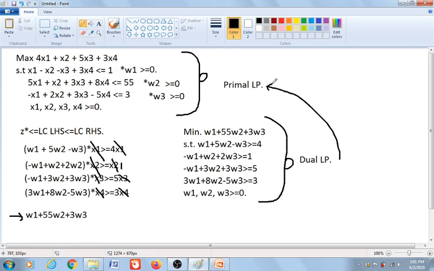So what I just showed you is how to construct a dual from an LP problem, and this is for the max problem. We can do the same thing for the min problem by applying the weak duality theorem for the min problem. So now let's do another example, and for this example we will get the dual LP from a min problem.